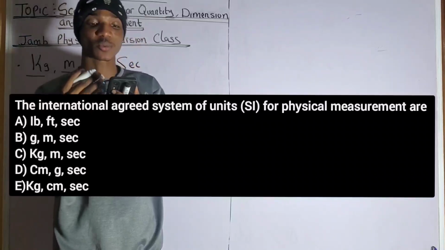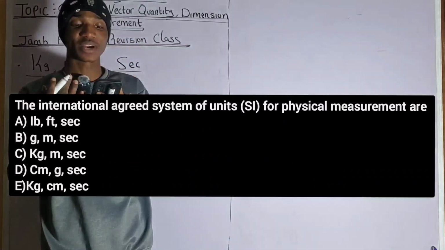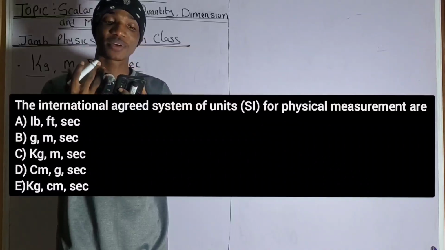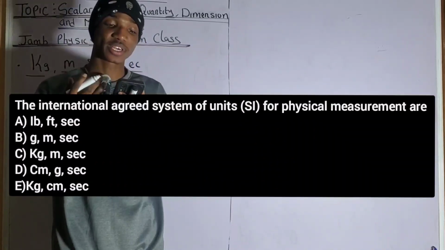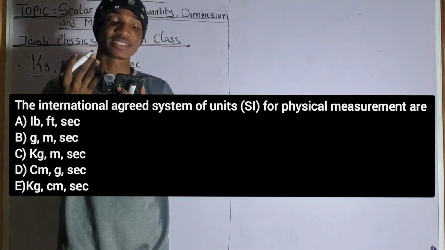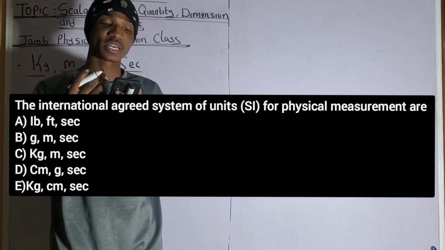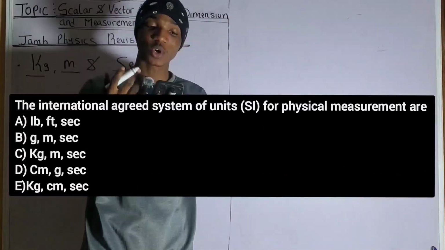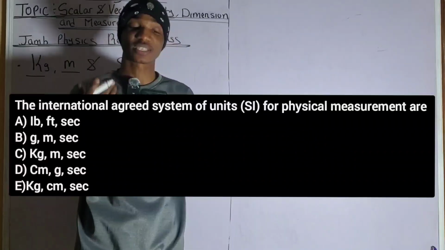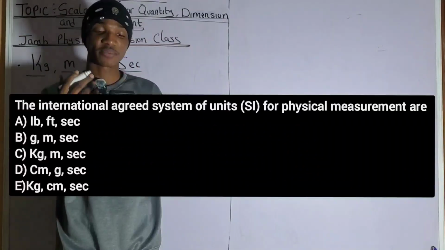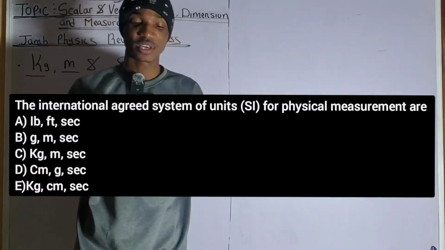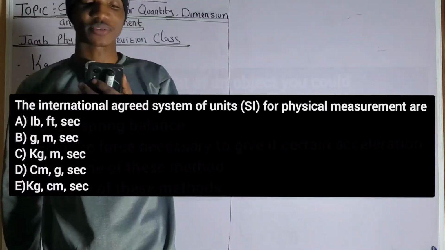And also the second option contains gram. Are you getting it? It contains gram. So the presence of gram instead of kilogram disqualified that one. And if you look at the third option, it has centimeter and gram. So that cannot be called international agreed system unit. While the fifth option, which is kilogram, centimeter, and seconds, also was disqualified because of the presence of centimeter. Do you understand? Okay, let's look at the second question.